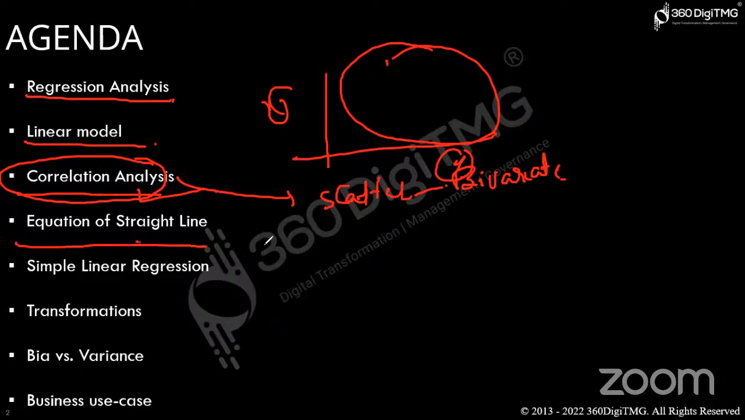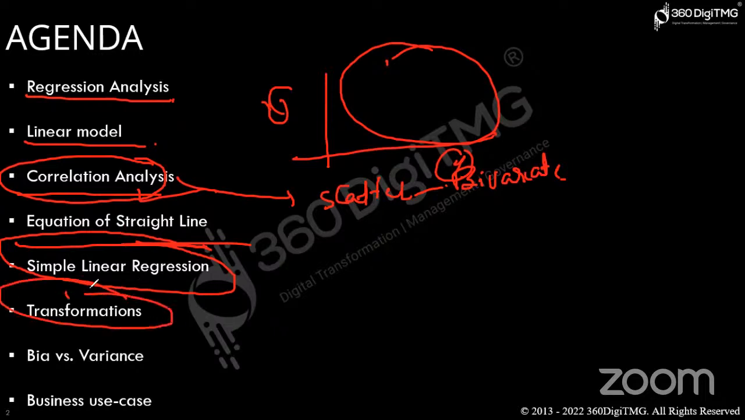And the equation of the straight line. When it comes to the linear model, we will discuss the equation of the straight line, and then we will discuss simple linear regression. What happens in simple linear regression? When will we call it simple linear regression? And then we have transformation. When exactly will we be using the transformation? What is the need for transformation? That we will also discuss.